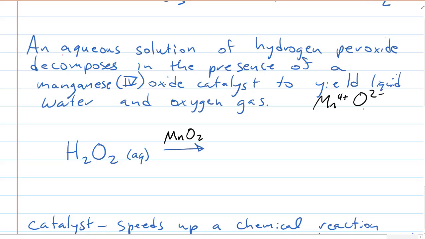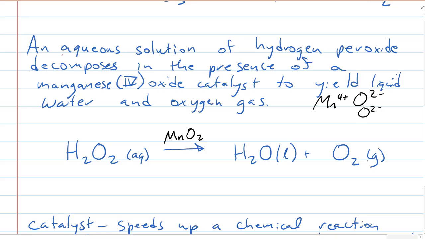And that's because we need 2 of these oxide ions to balance the charge of every one of the manganese. Formula for water would be H2O, and the phase label, liquid, and then oxygen gas would be O2, the phase label, g.